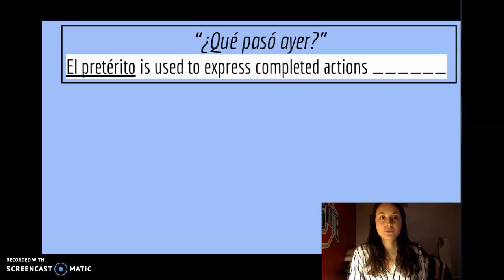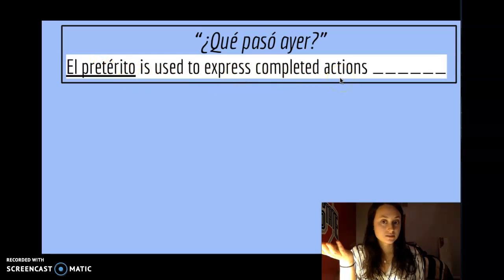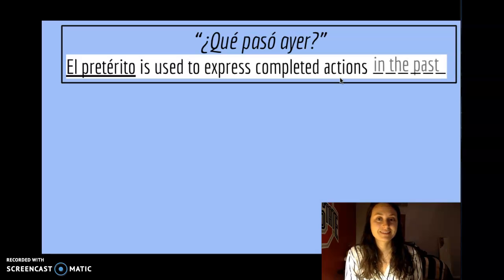So, to review, el pretérito. What is it? It's used to express completed actions. Do you remember? Think about it. Pause the video, look back. You got it? In the past. Correcto. Okay. So el pretérito is used to express actions in the past.